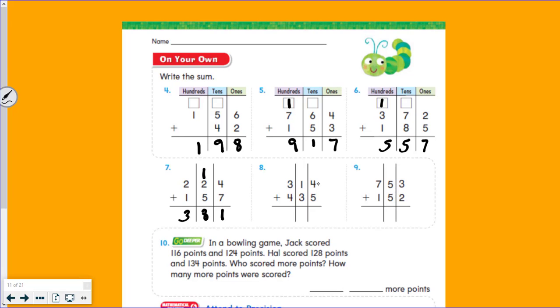Okay, number 8. 4 plus 5 is 9. 1 ten plus 3 tens is 4 tens. And this is 700s. Then number 9, we get a 5 here. 10 tens is 100. No tens left over. 7, 8, 9. 900s. So 905.